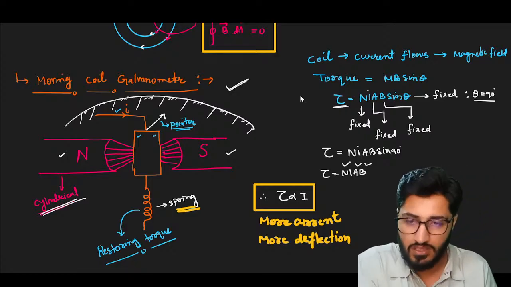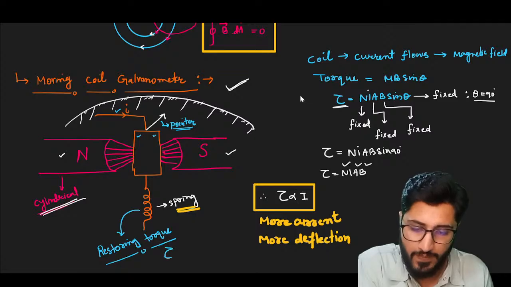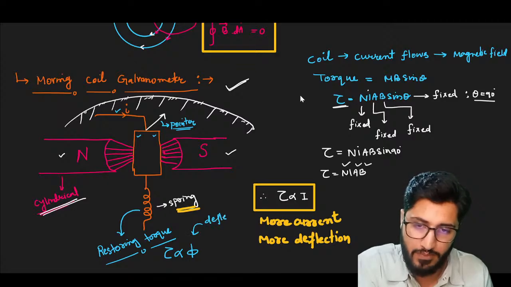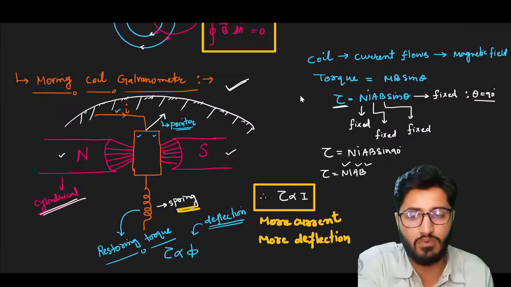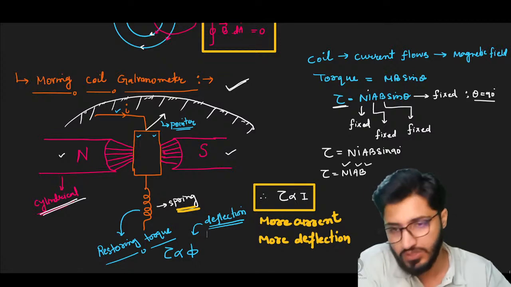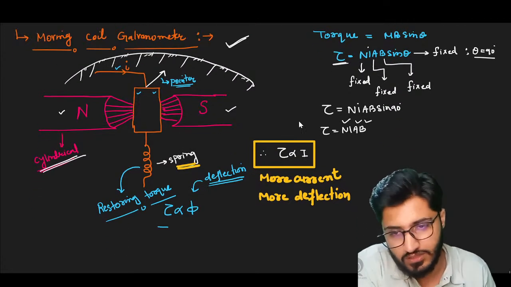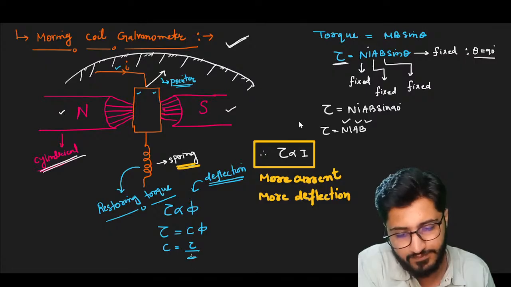And my restoring torque is proportional to deflection. What is this phi? Phi means deflection of the coil. Deflection means rotation of the coil. More rotation, more deflection, more restoring torque. Here is proportionality. So can I write now this tau is equal to some constant C into phi. C came out to be torque by phi.